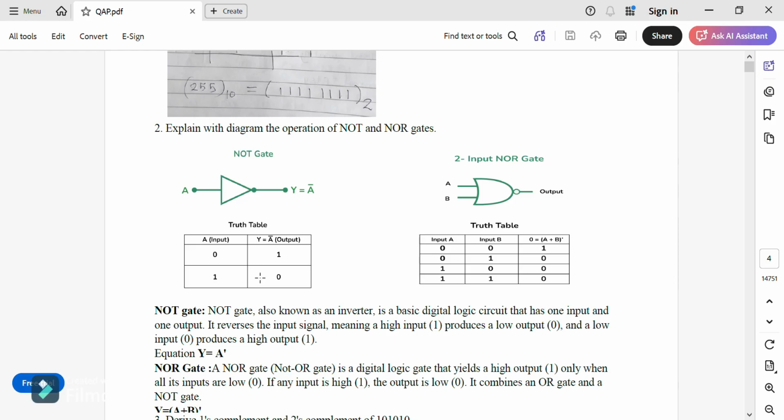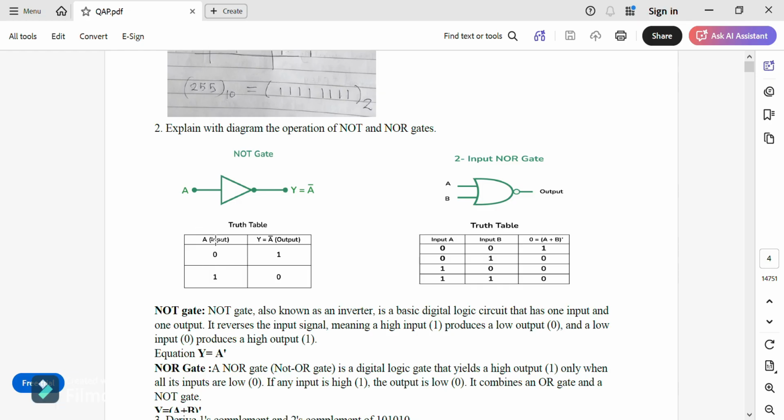symbol and truth table. Just explain those in small sentences, like for the NOT gate. It is also known as what? Inverter. And it is a basic digital logic circuit that has how many inputs? Mention it. One input, one output. And how does it receive the input signal? Meaning the high input, 1. Just mention the truth table in the sentence. Whatever you learn in the truth table, write it in the sentence.